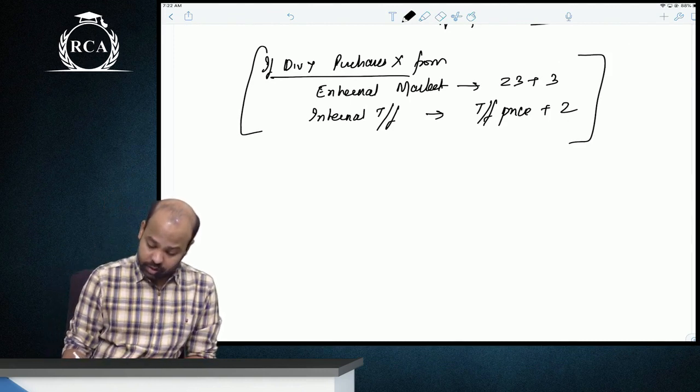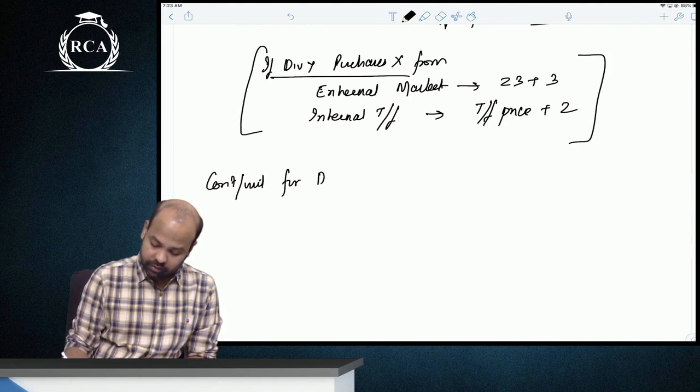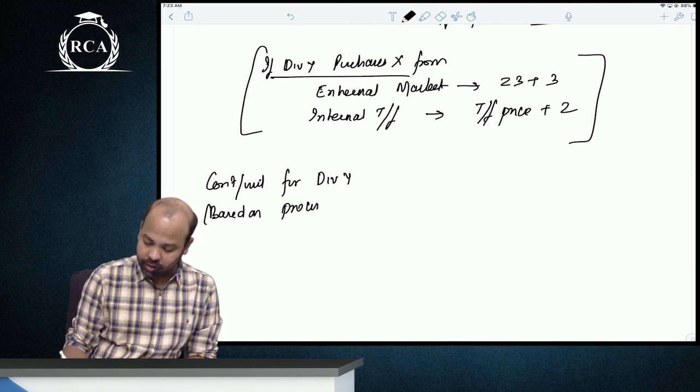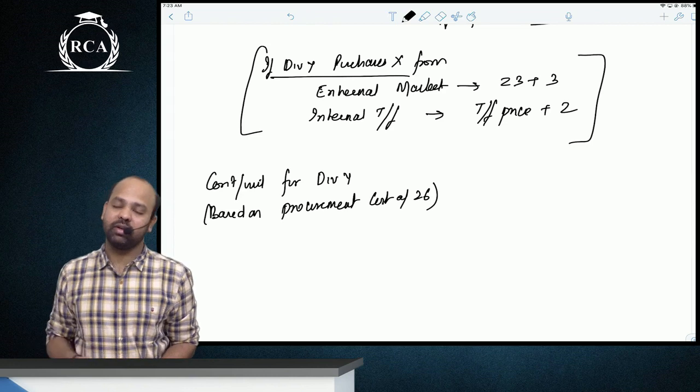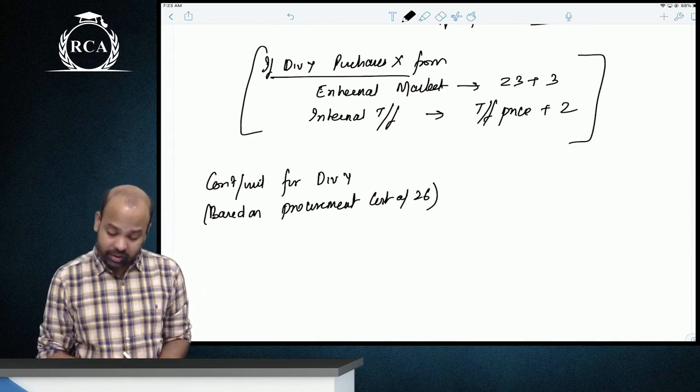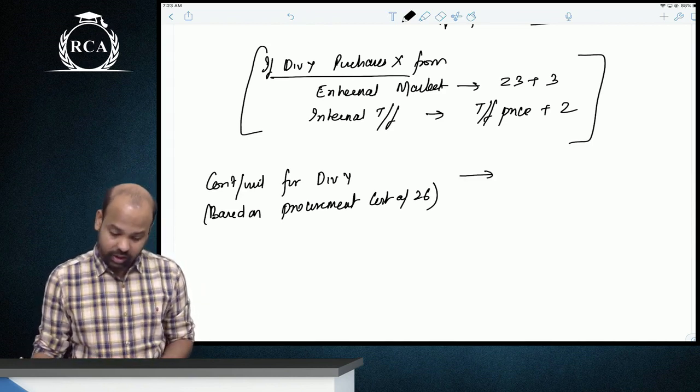What would be the contribution per unit for division Y, based on a procurement cost of 26 rupees? Whether it is internal transfer or external sales, their procurement cost would remain at 26 rupees. Yes sir. So how much will it come to here?